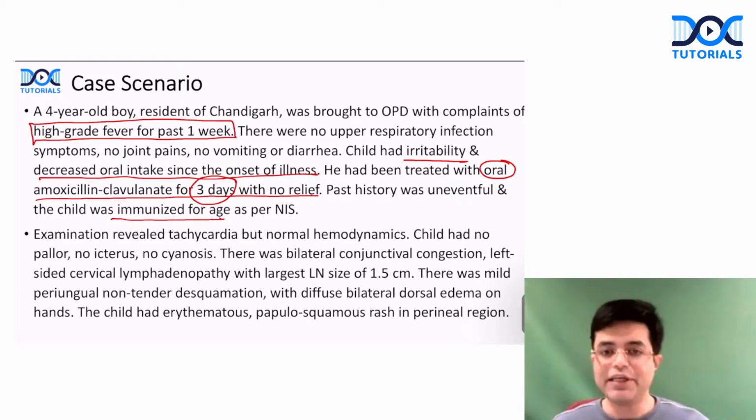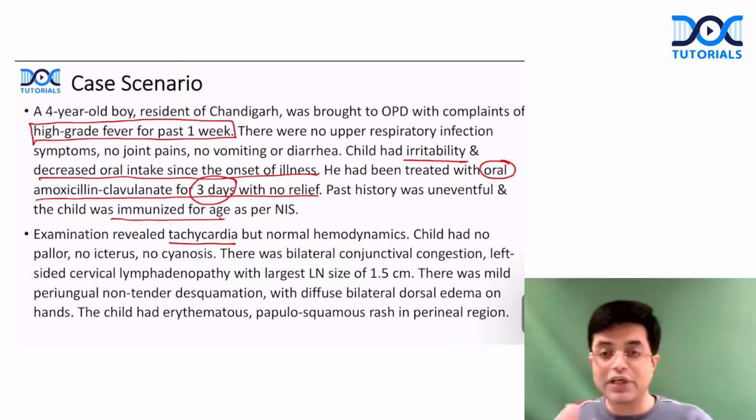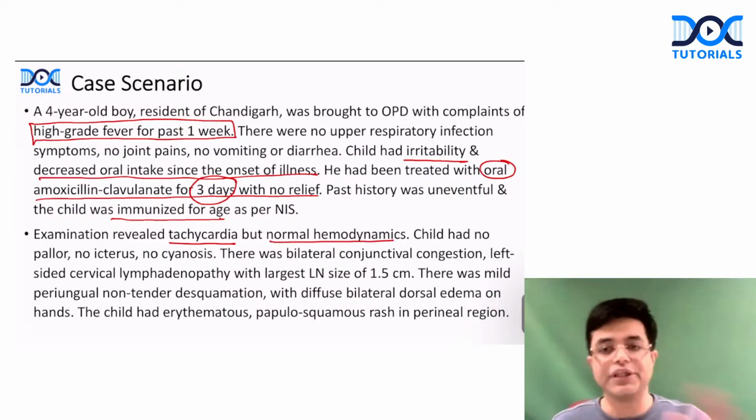Examination was done and examination revealed tachycardia. Now, tachycardia can indicate fever also. Tachycardia can indicate an irritable child also. Tachycardia can indicate shock also. Tachycardia can indicate myocarditis also. Tachycardia by itself does not mean anything. It simply means the child is either anxious or he's febrile or he's probably having some inflammation in the body. So understand that tachycardia alone is not indicative of any disease per se. There is normal hemodynamics, means there is no shock in the child.